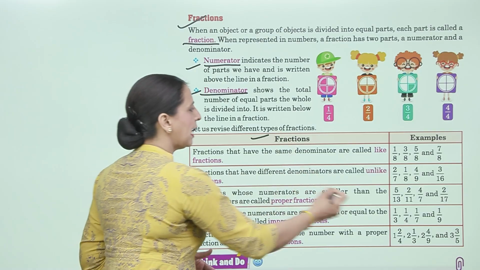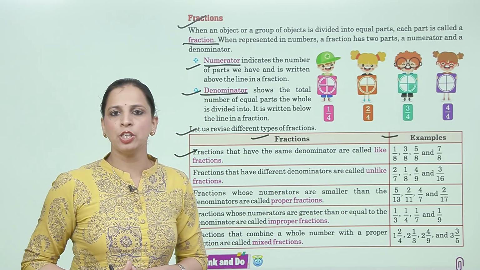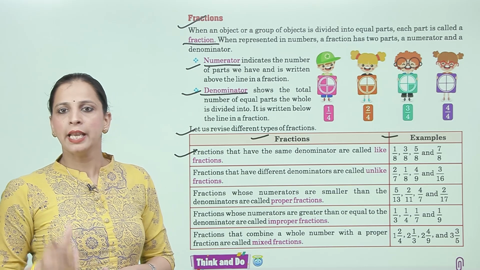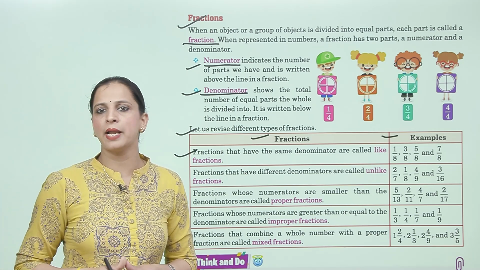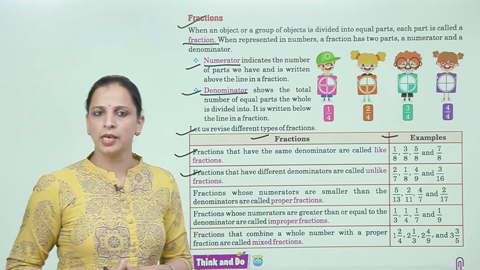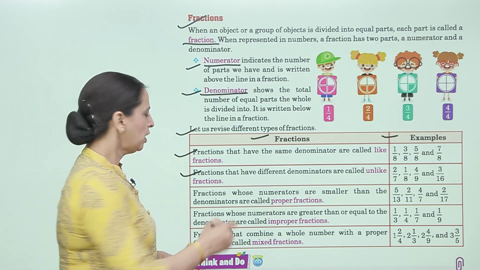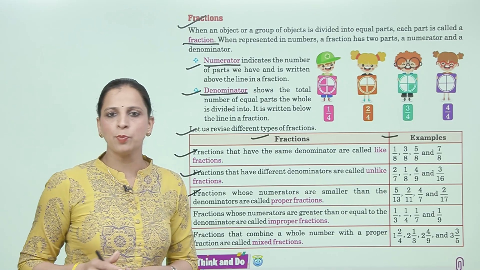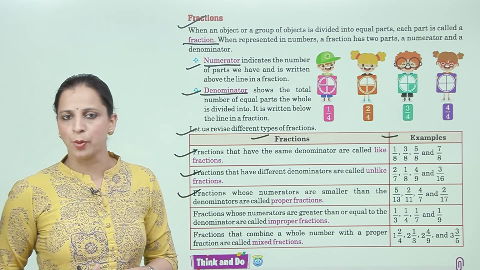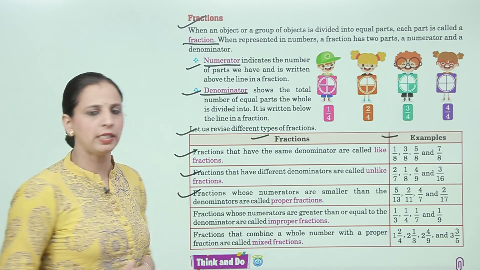Now, fractions and examples. First, fractions that have the same denominator are called like fractions. Examples: 1 by 8, 3 by 8, 5 by 8 and 7 by 8. Fractions that have different denominators are called unlike fractions: 2 by 7, 1 by 8, 4 by 9 and 3 by 16. Fractions whose numerators are smaller than the denominator are called proper fractions. Examples: 5 by 13, 2 by 11, 4 by 7 and 2 by 17.